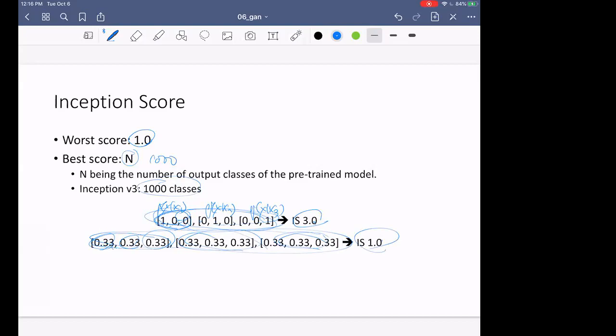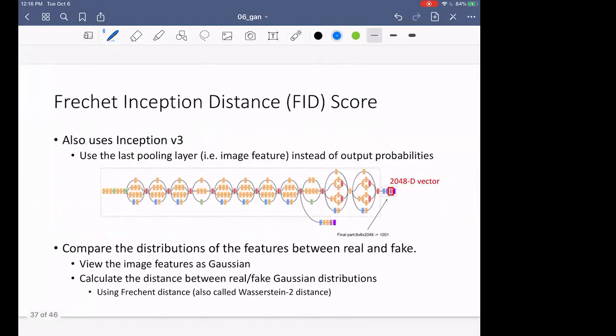People still use this quite often, but these days the FID score is probably a bit more often used than the inception score. For the FID score, you still use Inception. That means it's the Frechet Inception Distance. So you still use the Inception version 3 model. It's just that you don't use the output probability p(y|x). Instead, you use the last pooling layer, sometimes called the hidden features, image features, or feature vectors of the image.